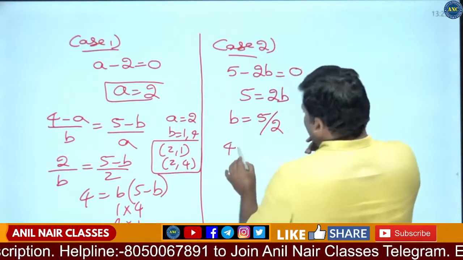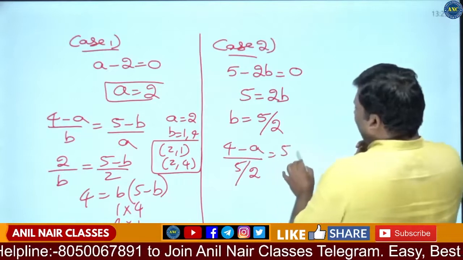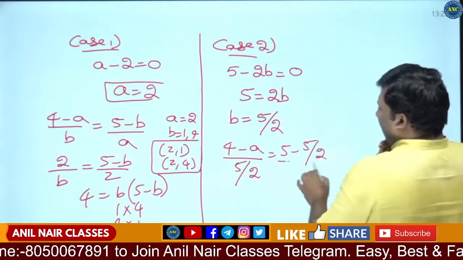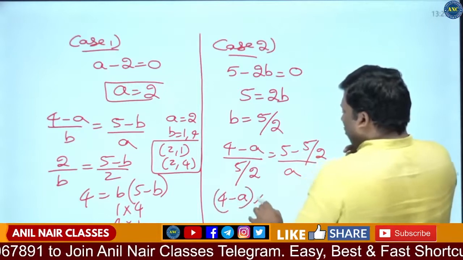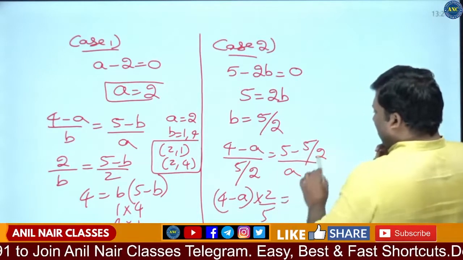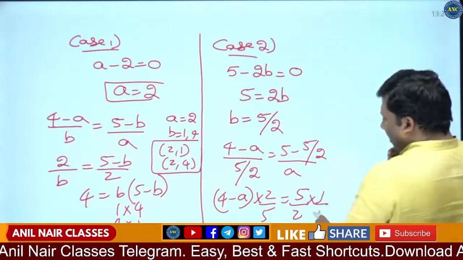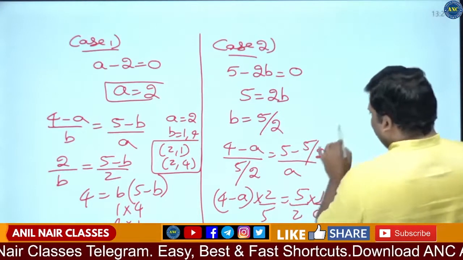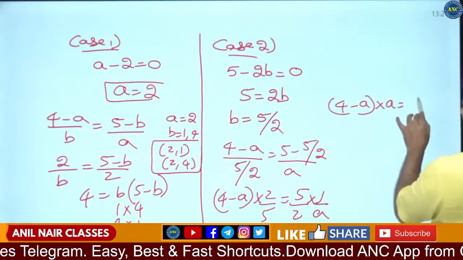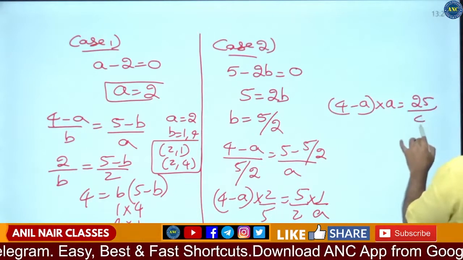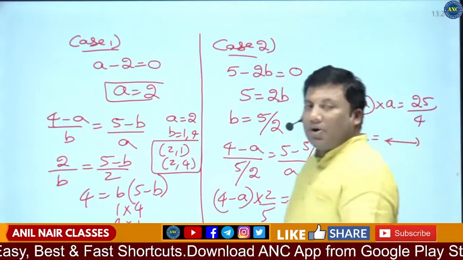Similarly here it is 4 minus a by 5 by 2 equivalent to 5 minus 5 by 2 divided by a. 4 minus a into 2 by 5 is equivalent to 10 minus 5 by 2 into 1 by a. So 4 minus a into a is equivalent to 25 by 4. Calculate the value of a, that will give us the corresponding values.